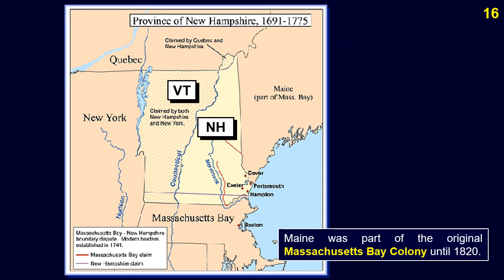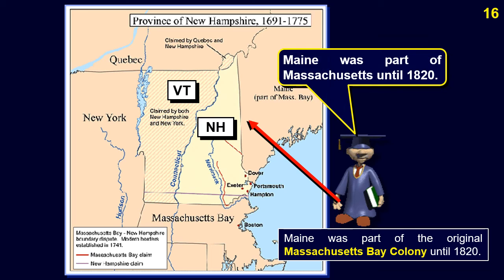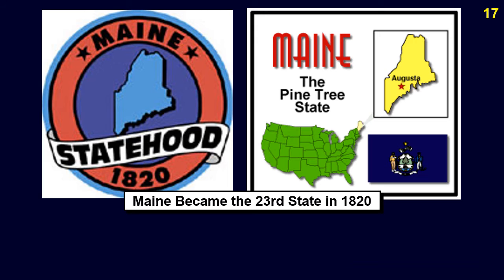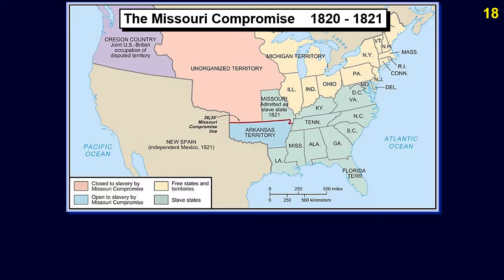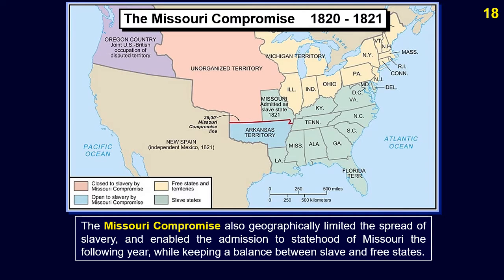Maine was part of the original Massachusetts Bay Colony until 1820. In 1820 Maine voted to secede from Massachusetts, and the secession and formation of the state of Maine as the 23rd state occurred in 1820 as part of the Missouri Compromise. The Missouri Compromise also geographically limited the spread of slavery, and enabled the admission to statehood of Missouri the following year, while keeping a balance between slave and free states.